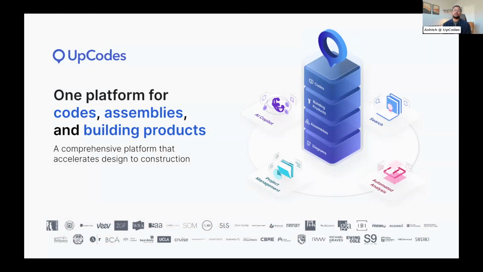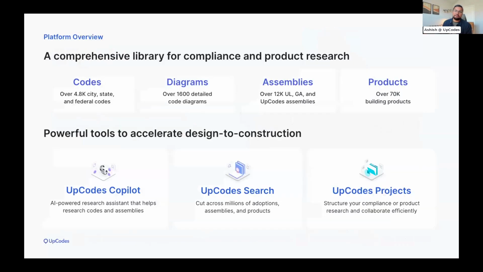But now we're actually really excited to reintroduce UpCodes to you as a single platform for codes, assemblies, and building products research. You now have these powerful tools to help you with compliance and product research, and we're really excited to get this in front of you with the full functionality that we have. So with UpCodes, you have a unified library of codes, diagrams, assemblies, and building products. And you gain powerful tools to accelerate design to construction with Copilot, Search, and projects.